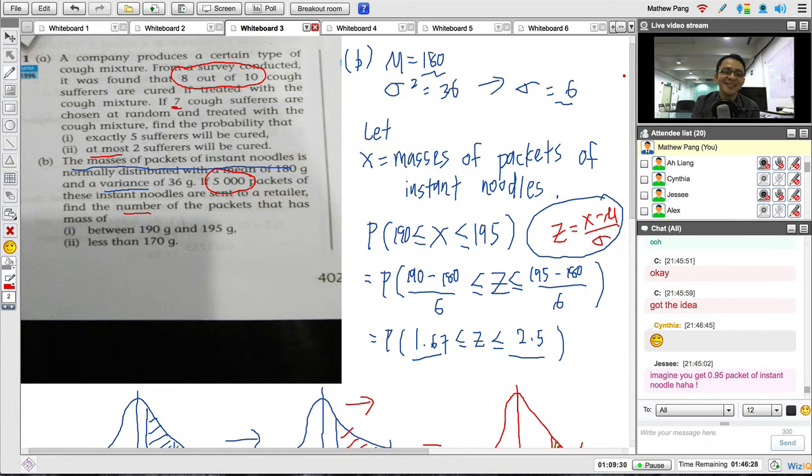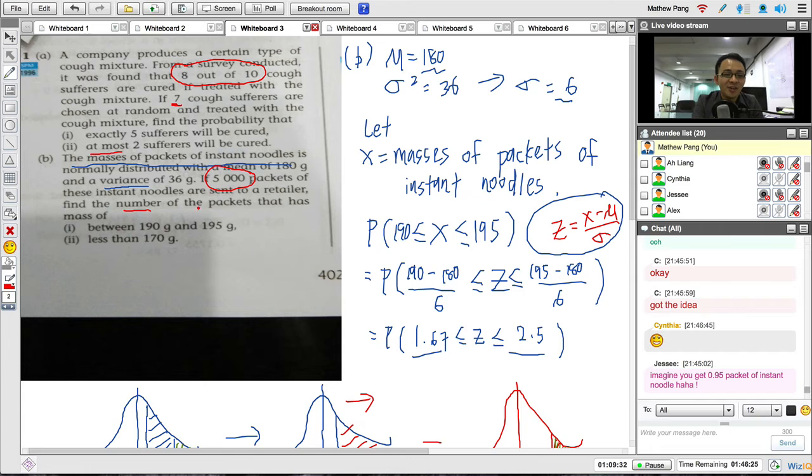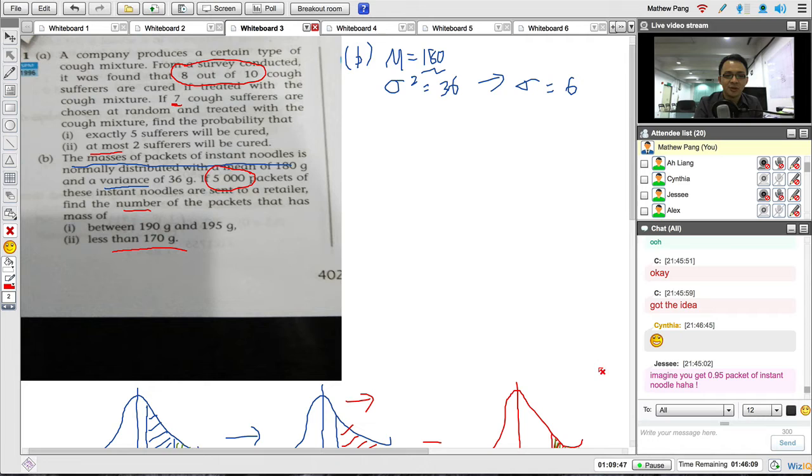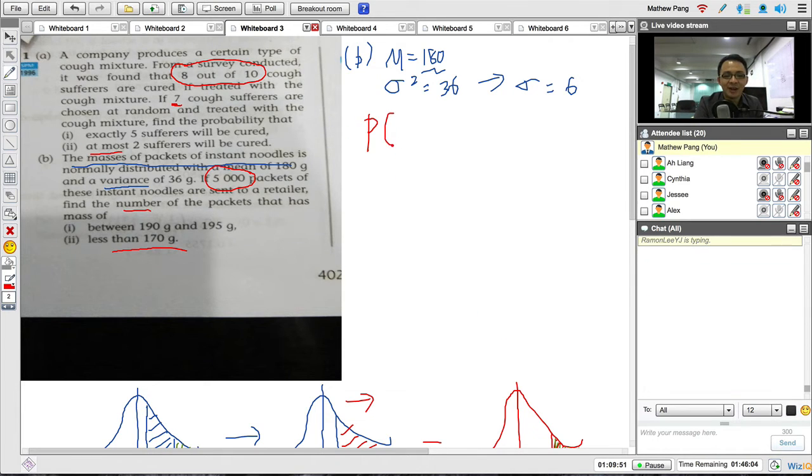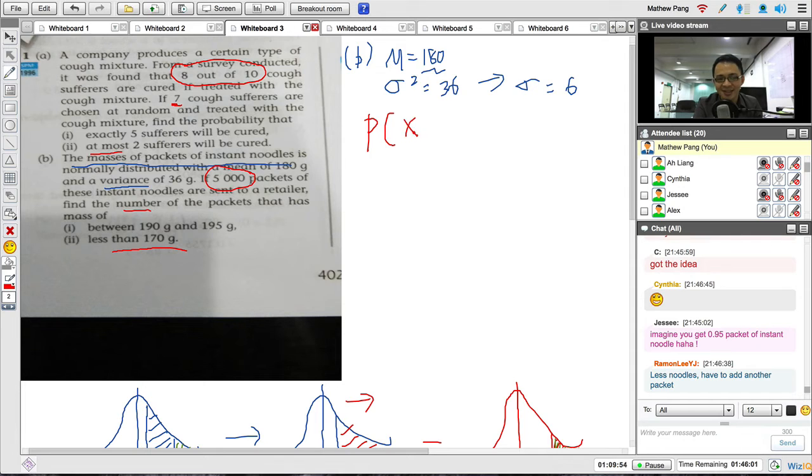Alright, let's go to the second part. Over here, same thing. He asks you to find the number of packages that have a mass less than 170 gram. So I will do the same thing here. Just now, I already wrote my first sentence. You know X actually is the mass of instant noodle, right? So now the mass is less than 170 gram.